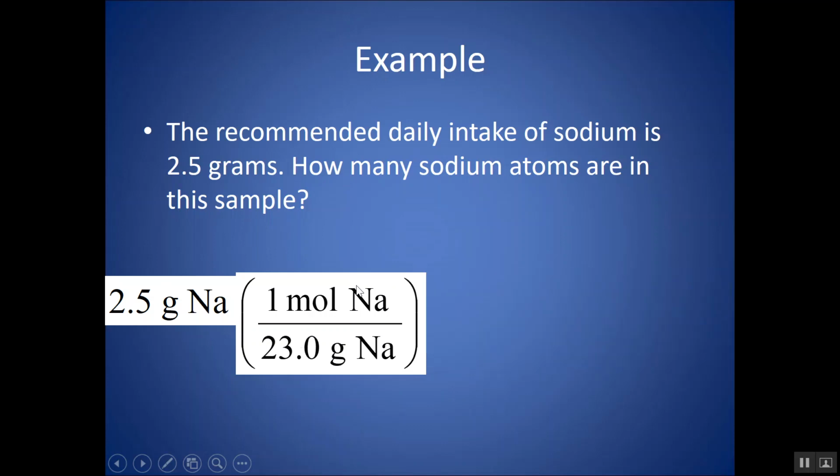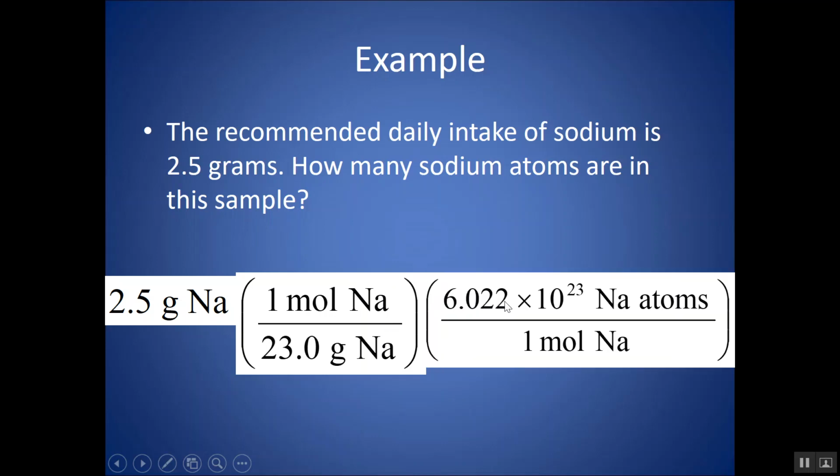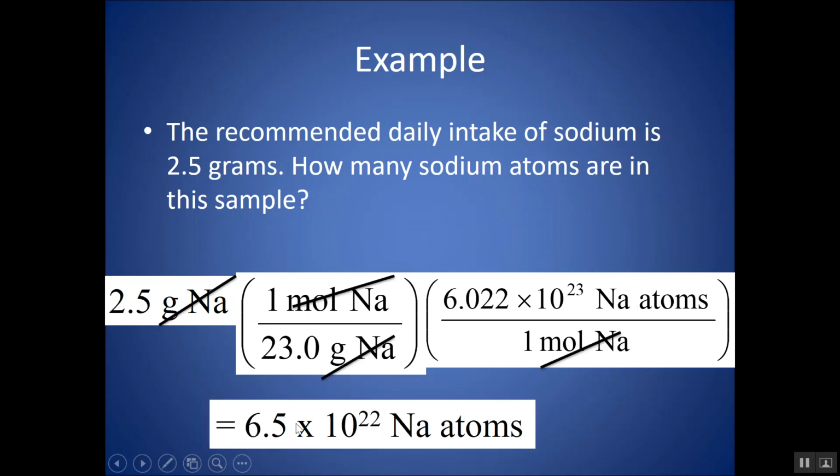Now I can go into number of atoms using that 6.022 times 10 to the 23rd. I'm going to put moles on the bottom so they cancel out. 6.022 times 10 to the 23rd atoms will go on top. In my calculator, I'm doing 2.5 times everything on the top divided by whatever's on the bottom. And I should get 6.5 times 10 to the 22 atoms. I've changed grams into atoms, but notice I had to change it into moles first. When in doubt, mole it out.